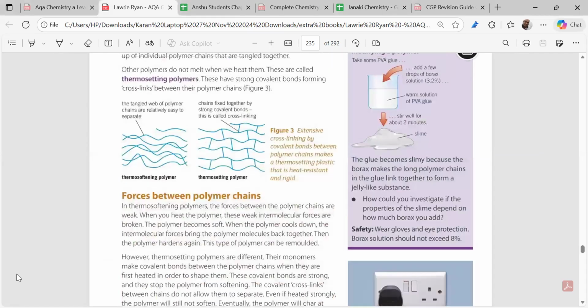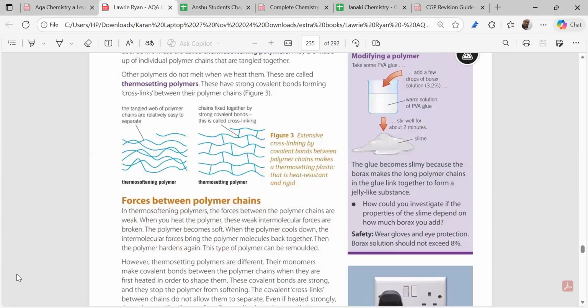They are using covalent bonds in between them, right? And in thermosoftening, we are getting an entangled web of chains. Fine. Is it clear, everybody? Right? Fine. So this is the thing we have to know now.